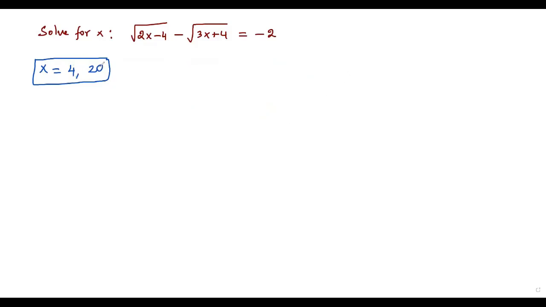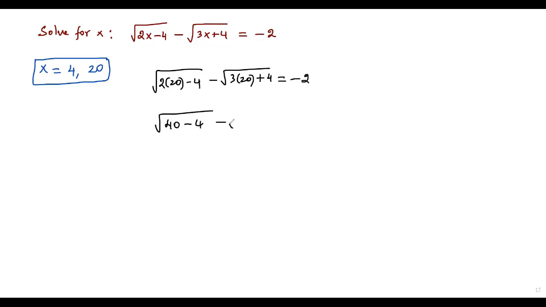The same thing: to check whether the second solution satisfies the given equation, we have to plug in x equal to 20 into the given equation. Okay, let me do it. Square root of 2 times 20 minus 4, minus square root of 3 times 20 plus 4 equals negative 2. Square root of 2 times 20 is 40, minus 4, minus square root of 60, 3 times 20 is 60, plus 4 equals negative 2.